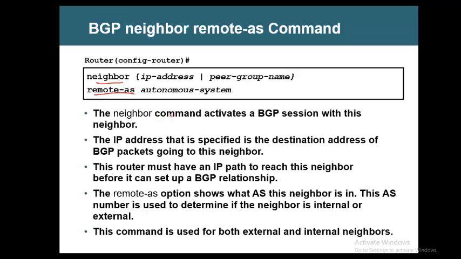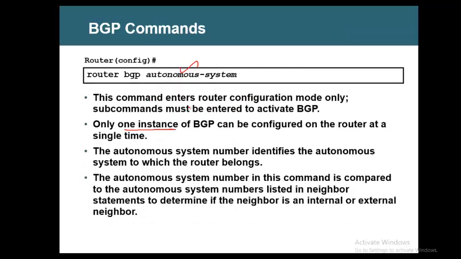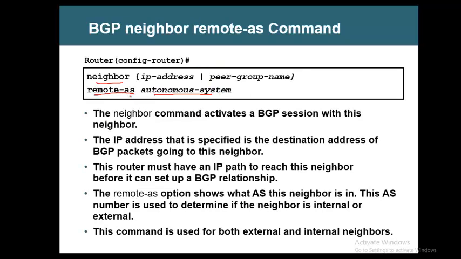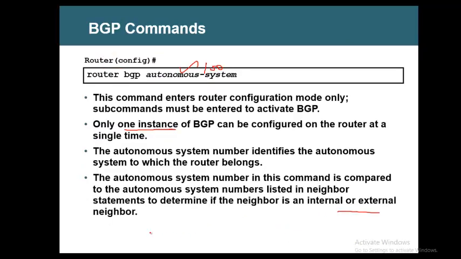If the neighbor is not an IBGP, then this autonomous system that we specify here will be different from the autonomous system that we have specified here. Say, for example, if I say 100, if the neighbor autonomous system is 150, which means they are eBGP neighbors. This particular neighbor is an eBGP to this router. If it is same, then it is internal neighbor. If it is different, then it is external. That's what we also see here. So it is the neighbor statement that determines whether the neighbor is an IBGP neighbor or eBGP neighbor.